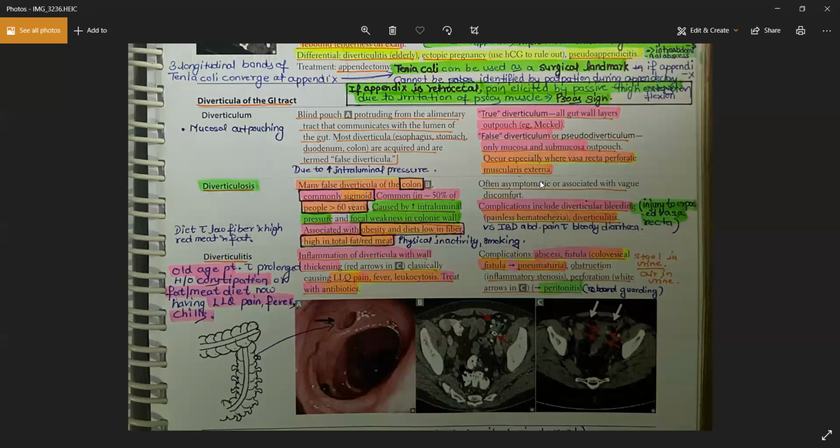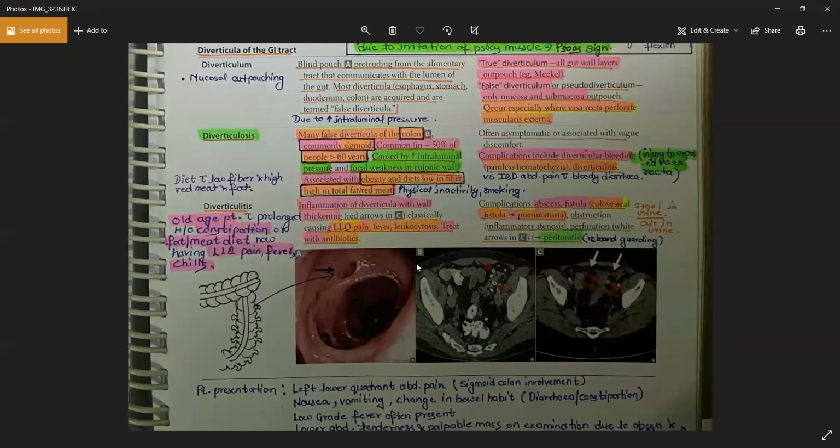Complications are very important. Abscess you can get, fistula you can get, okay, and obstruction and perforation you can get, right? So when you do the endoscopy of the patient, you can see these kinds of outpouchings and the connection with the lumen, right? This is the outpouching. As you can see in this figure, also in the diagram I've made, these are the outpouchings you will see, right? Very important.